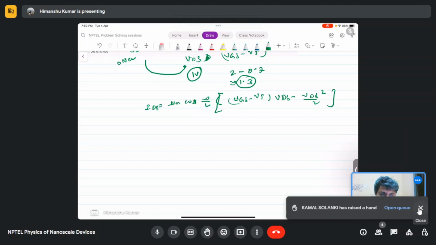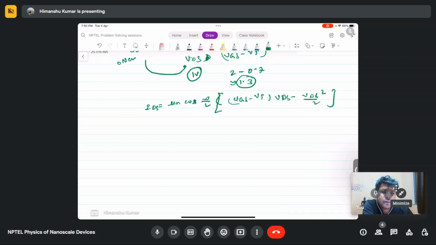Yes, sir. The question is like this. Suppose the question is framed such that VDS is greater than VGS minus Vt after solving the way you showed. Then what will the formula be? Then I think there are a number of things to be taken into account.